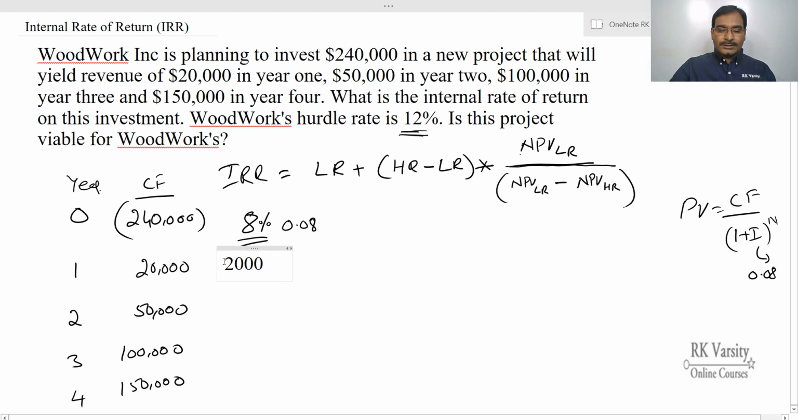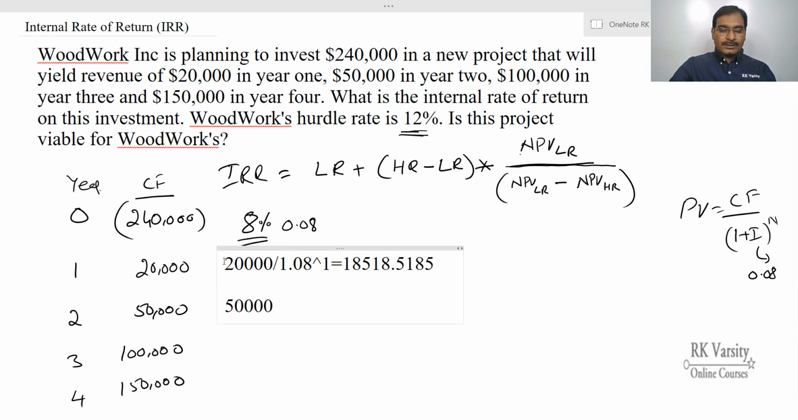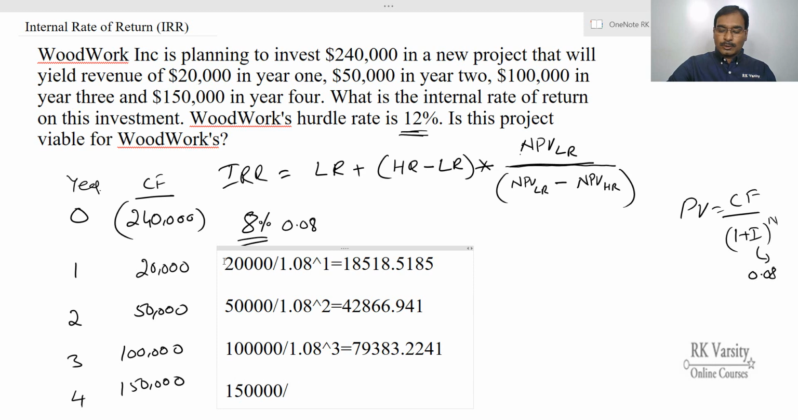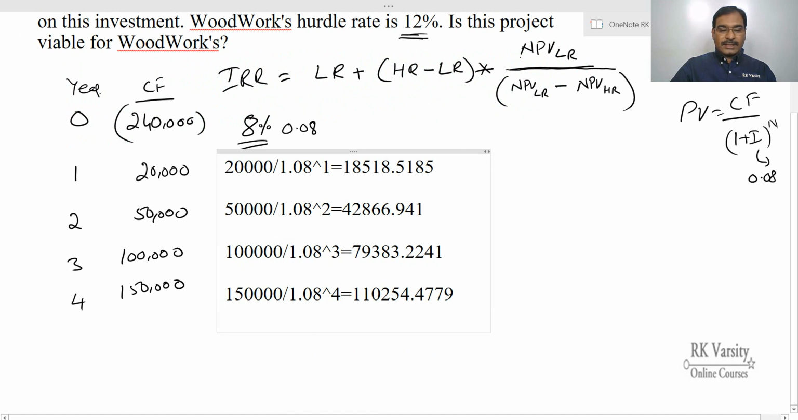So this is $20,000 upon 1.08 raised to the power of 1, then $50,000 upon 1.08 raised to the power of 2, then $100,000 upon 1.08 raised to the power of 3, then $150,000 upon 1.08 raised to the power of 4. I will calculate the present value of these cash flows. That is 18,519, plus 42,867, plus 79,383, plus 110,254.